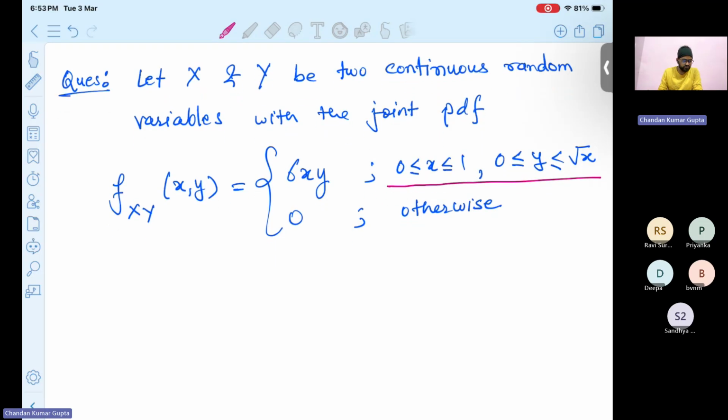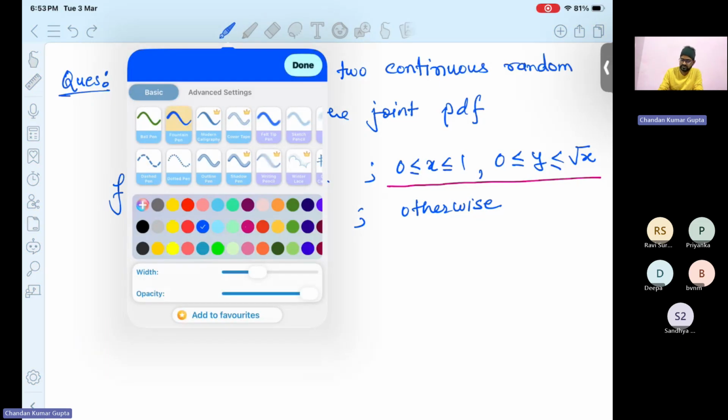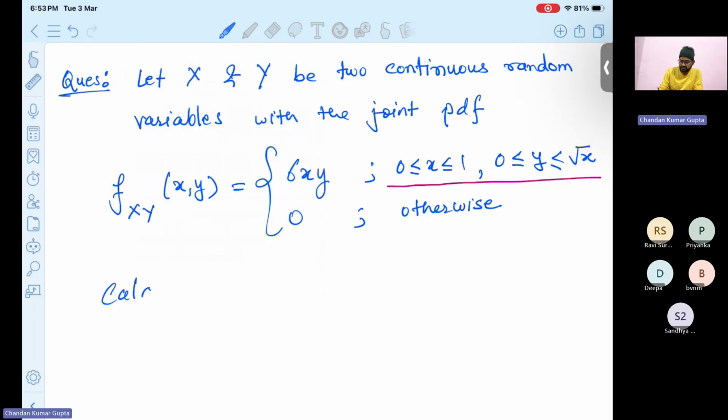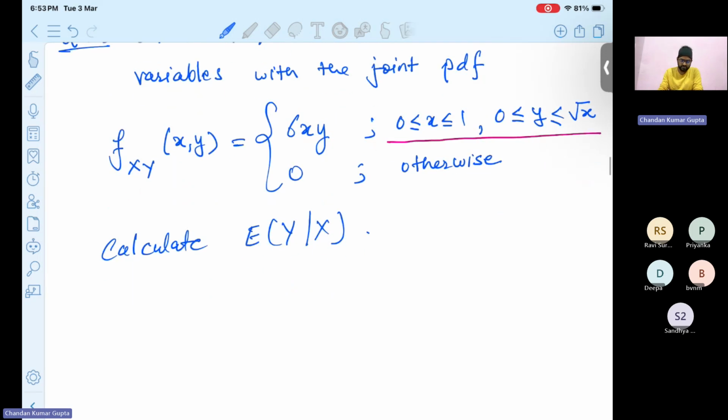Now we need to calculate the expected value of y given x. We need to calculate the conditional expectation. So yes, we will start from the first step.